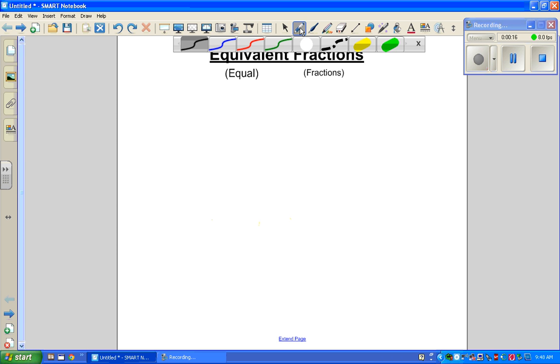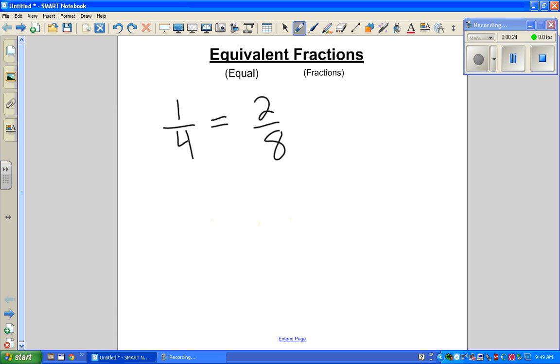First of all, sometimes we run into fractions like 1/4, and then we see another fraction like 2/8. And it says that they're equal to each other. Now that can be confusing because obviously they look quite different. So we're going to talk about how that works.